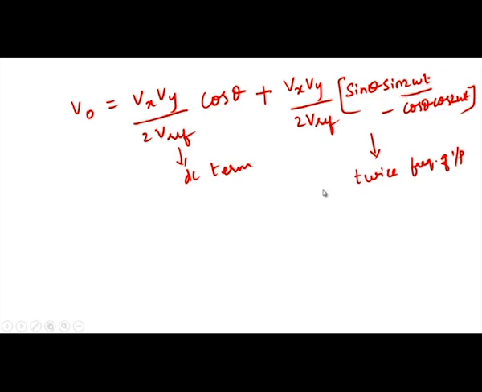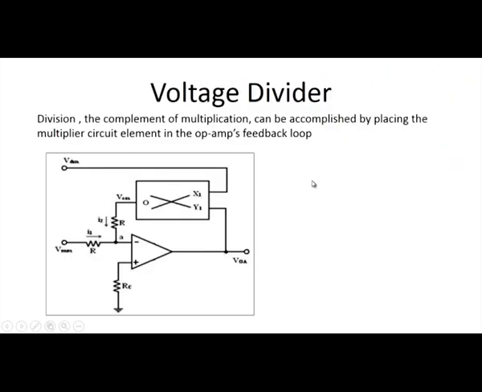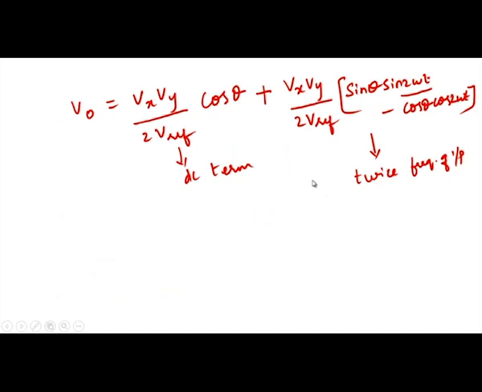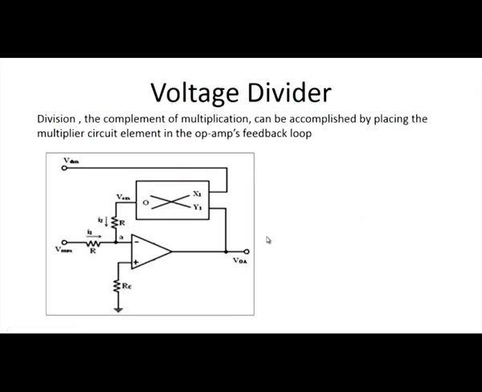In such a way, the analog multiplier is used for frequency doubling of the input signals Vx and Vy. This is one of the applications of the analog multiplier, and next is the voltage divider.